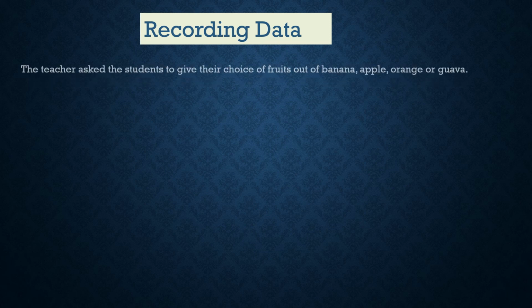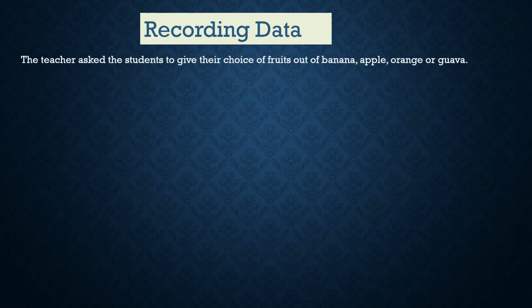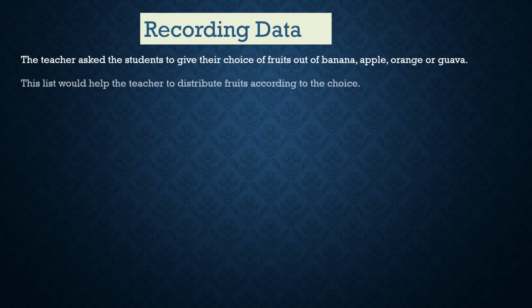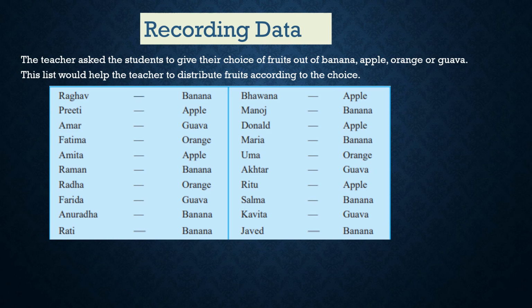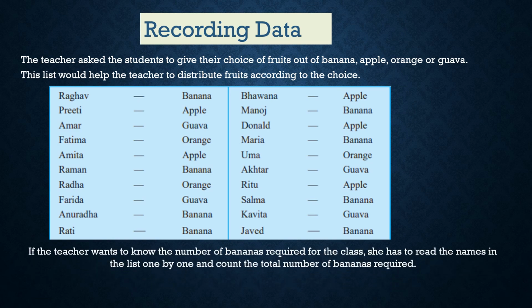For example, the teacher asks the students to give their choice of fruits out of banana, apple, orange or guava. This list would help the teacher to distribute fruits according to their choice. Here, 20 students' choices of fruits are given. If the teacher wants to know the number of bananas required for the class, she has to read the names in the list one by one and count the total number of bananas required. How tedious and time consuming it is. Therefore, after recording the data, we need to organize it.